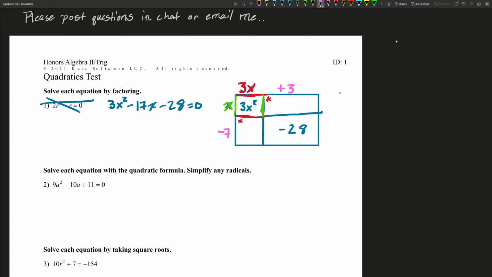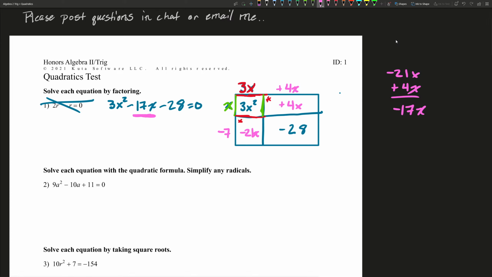Negative 7 times 3x is negative 21x. x times 3 is 3x. Negative 21x plus 3x doesn't quite work. That should be 4, that's why. So this should be plus 4x. Negative 21x plus 4x gives us negative 17x, and that gives us this middle term right here. So we know that these factors work.